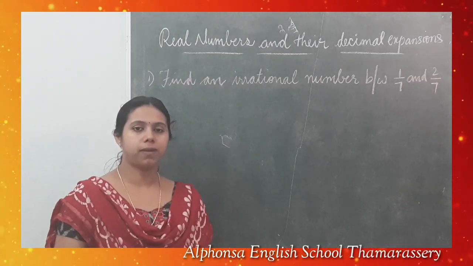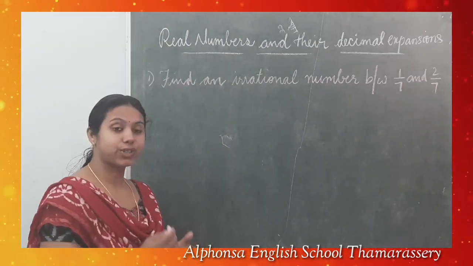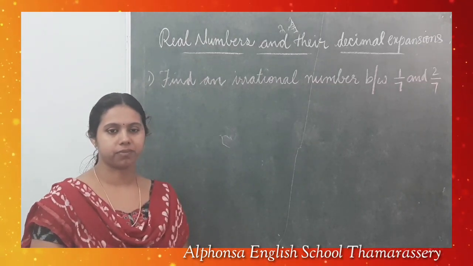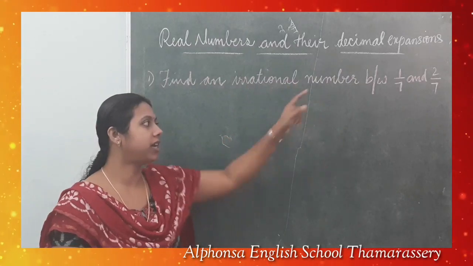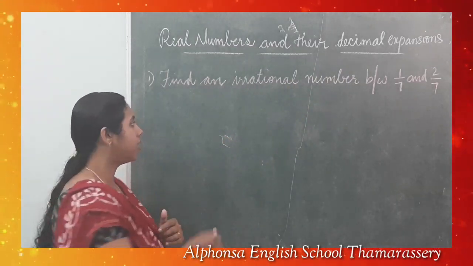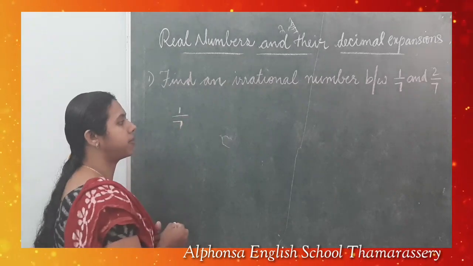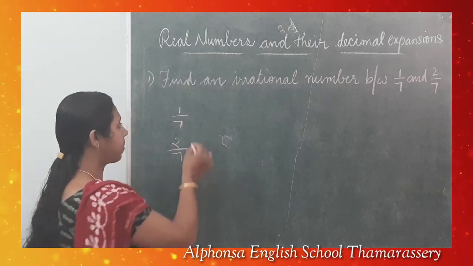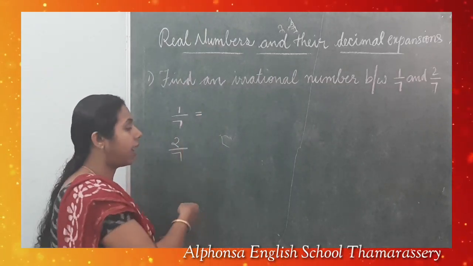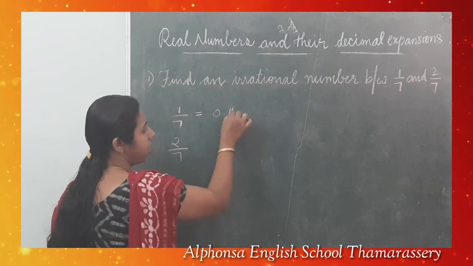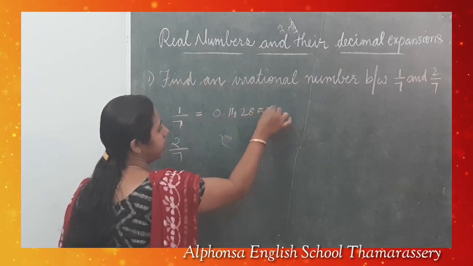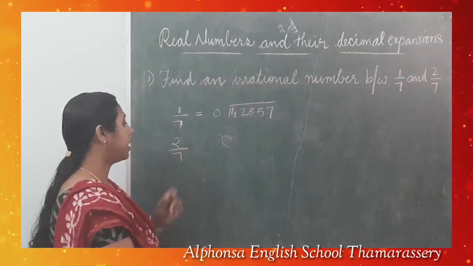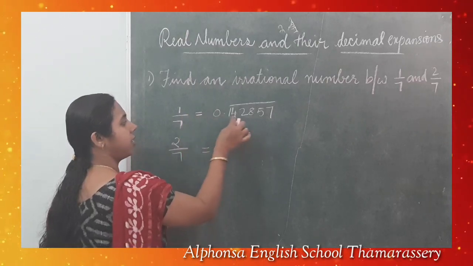Now we can do one problem. Find an irrational number between 1 by 7 and 2 by 7. You know that 1 by 7 is a rational number and 2 by 7 is also a rational number. The decimal expansion of 1 by 7 is equal to 0.14285 etc. This block of digits is repeating, that we see. And 1 by 7 is this much.